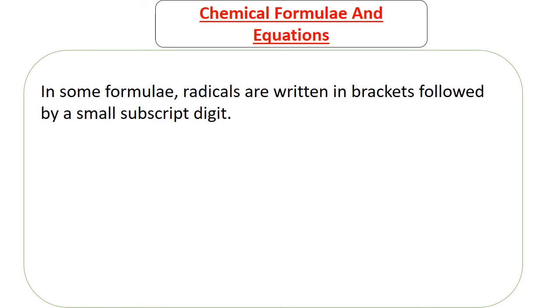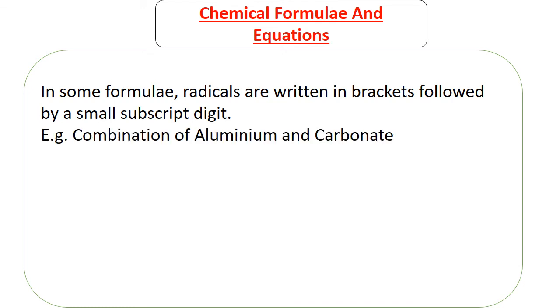So in some formulas, radicals are written in brackets followed by a small subscript digit. If the language here is confusing, what I'm trying to say is this. If you want to combine aluminium and carbonate to form aluminium carbonate, here is what happens. You have aluminium with a valence of 3. Why? Because aluminium is in group 3. Then you have carbonate with a valence of 2. Carbonate is a radical, so its valence is 2 if you have mastered it from the tables.